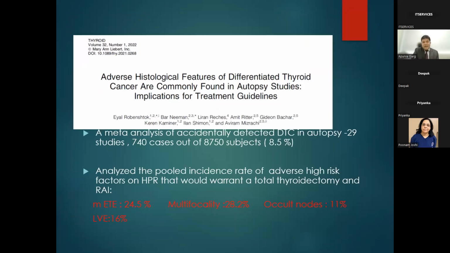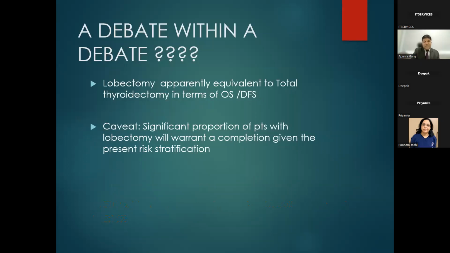As I have shown you, adverse histological features of differentiated thyroid cancer are commonly found, and previously we have shown that adverse thyroid pathological features are associated with worse outcome. There was also a meta-analysis of accidentally detected differentiated thyroid carcinoma at autopsy. What they found was that the pooled incidence rate of adverse high-risk factors on HPE would have warranted total thyroidectomy in these cases. So there is a debate within a debate. Lobectomy is apparently equivalent to total thyroidectomy in terms of overall survival and disease-free survival, but there is a caveat: a significant proportion of patients with lobectomy will warrant a completion given the present risk stratification as per the ATA 2015 guidelines.